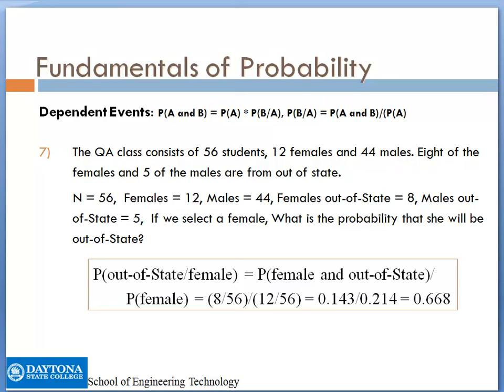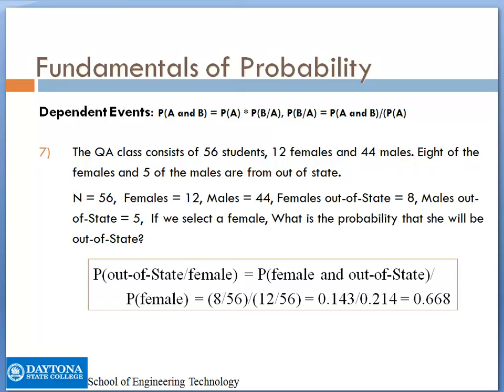So going back to the QA class, the QA class consists of 56 students, 12 females and 44 males. 8 of them are females and 5 of them are males who are from out of state. So we have N is 56, the females are 12, the males are 44. Females out of state are 8 and males out of state are 5. So if we select a female, what is the probability that she will be from out of state?